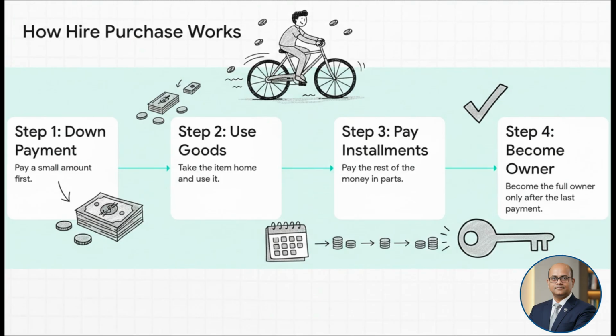Imagine you want to buy a new computer that costs, say, 50,000 rupees. First, you pay the shopkeeper a small amount, maybe 5,000 rupees. This first payment is called a down payment. Then, you can take the computer home and start using it straight away. After that, every month you will pay a fixed amount. We call this an installment, until the full 50,000 is paid off. And only after you pay that final, last installment, only then do you become the true owner.